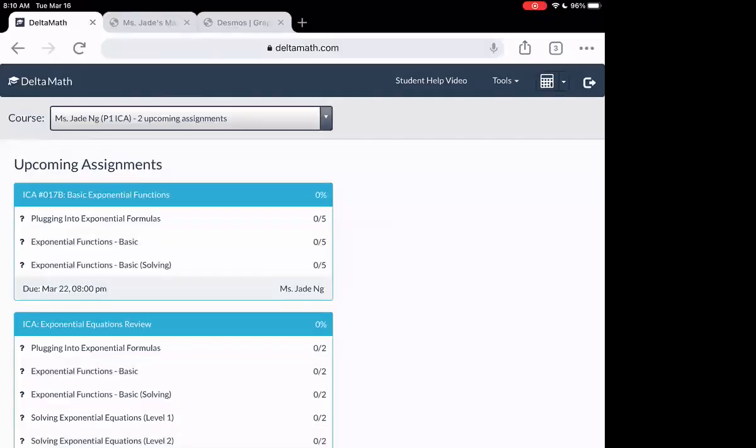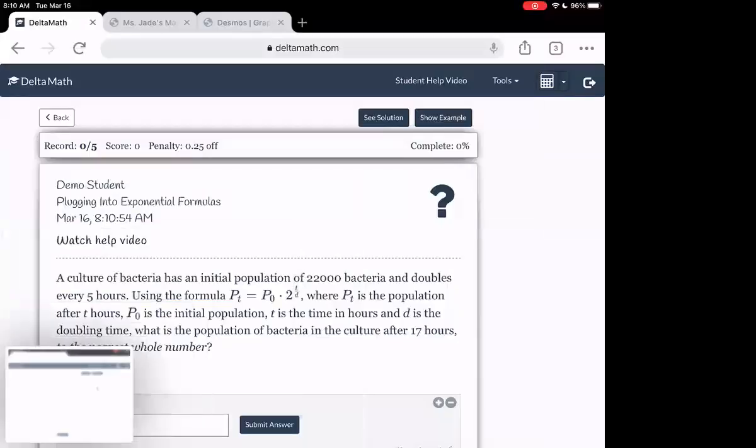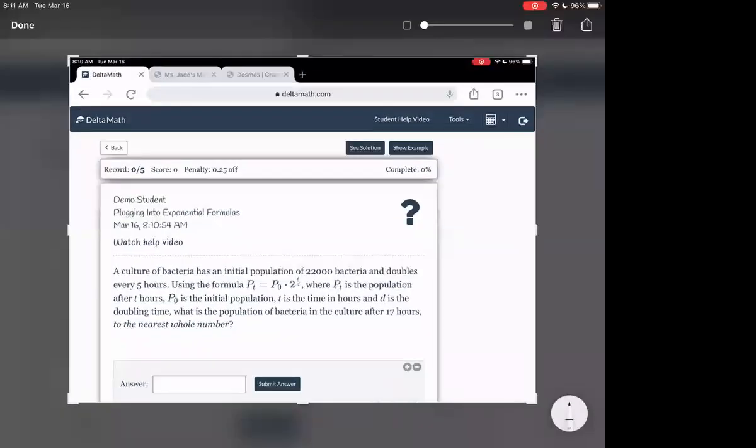Okay, so assignment number 17, basic exponential functions. Let's start with plugging into exponential formulas. Okay, so I'm just gonna screenshot that. Maybe I didn't need to screenshot this. I feel like I could have just typed in the calculator, but it's okay.